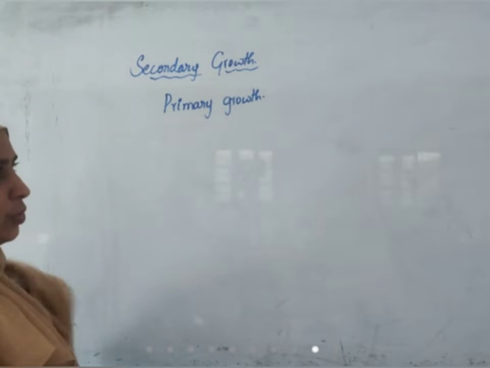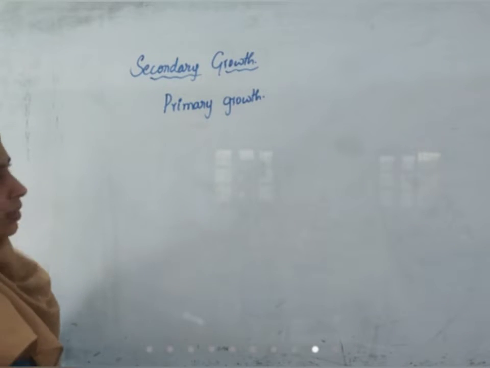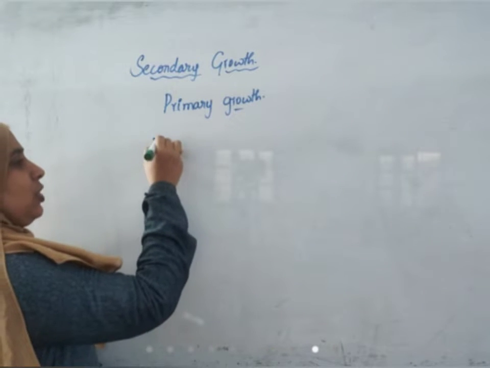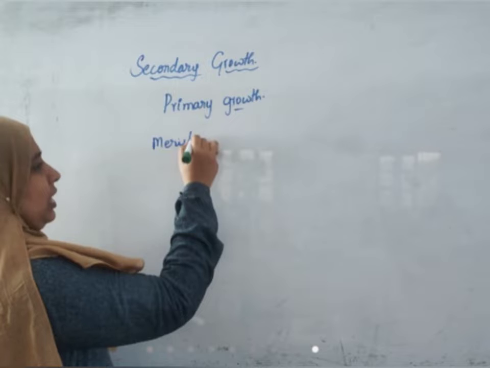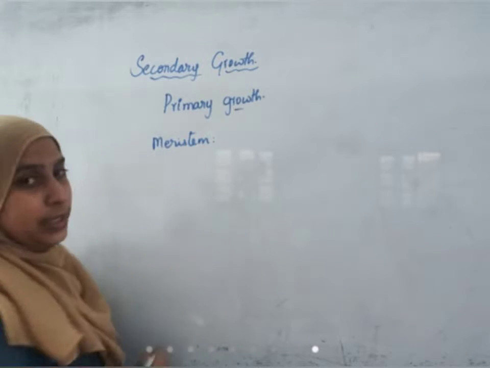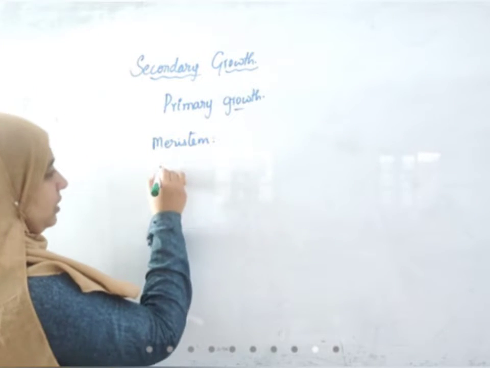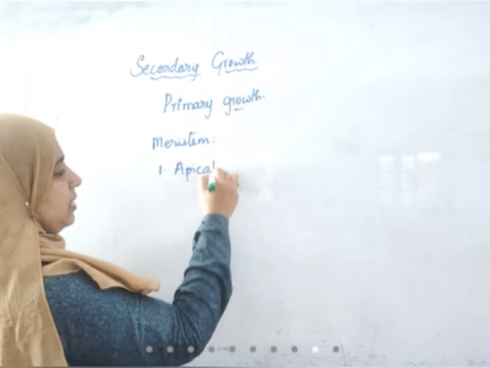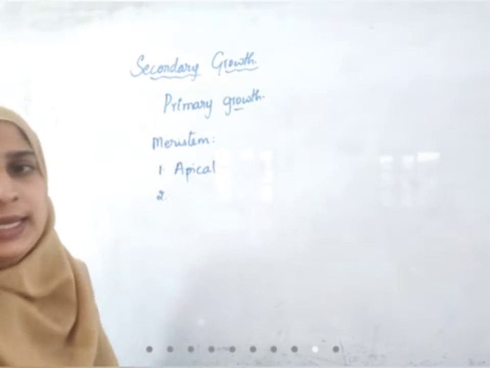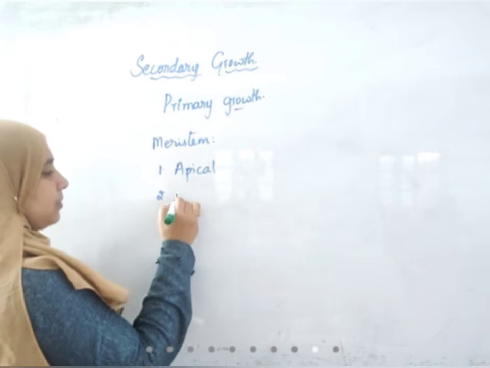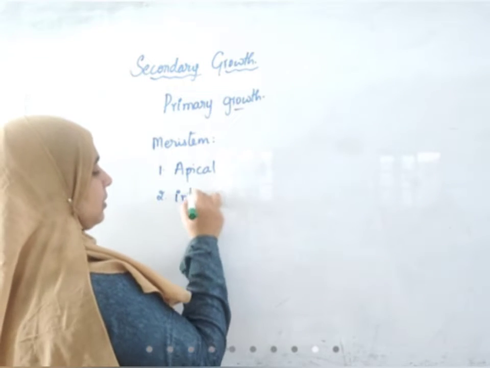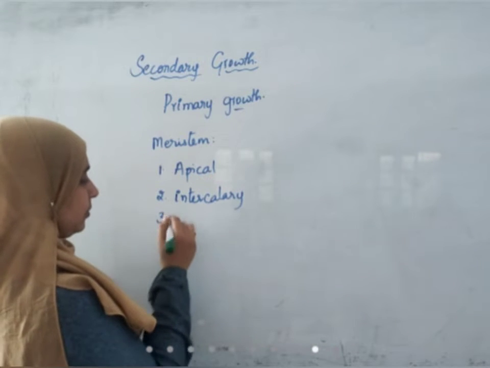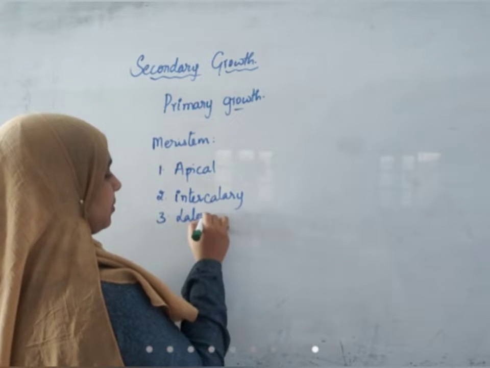About secondary growth. What is secondary growth? To understand it, we'll understand what primary growth is. When I told you about meristems, I said there are three types of meristems. What are they? First one is apical meristem. Second one is intercalary meristem. Third one is lateral meristem.